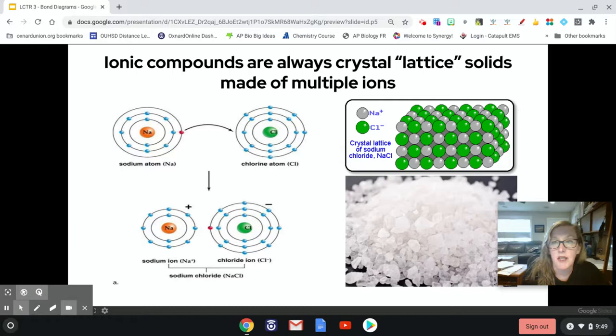Because you're going to get an attraction between a positive ion and a negative ion that are all attracted to each other. These ionic compounds are going to form what we call crystal structures or lattice structures, and they will be solids because all the ions want to clump together into a nice compact form, and that's going to make it a solid at room temperature. But it's made of all of these positive and negative ions that are all attracted.